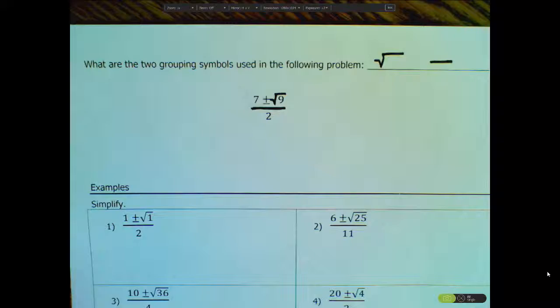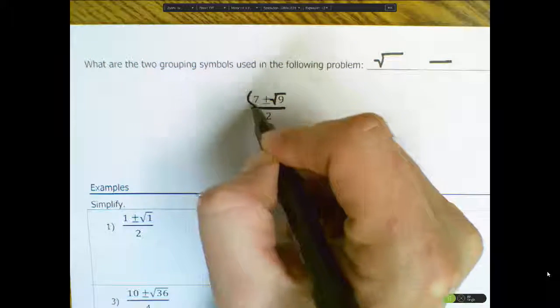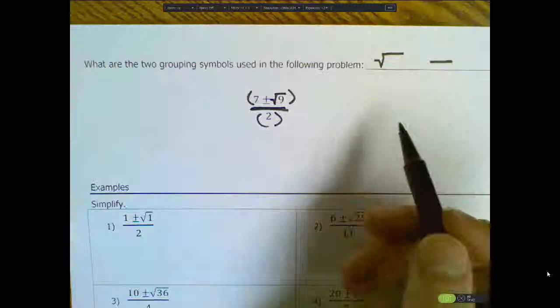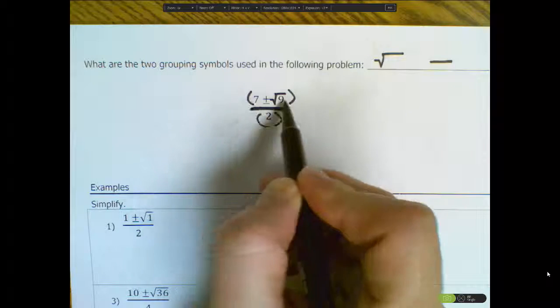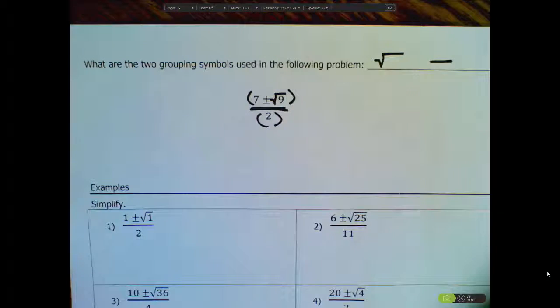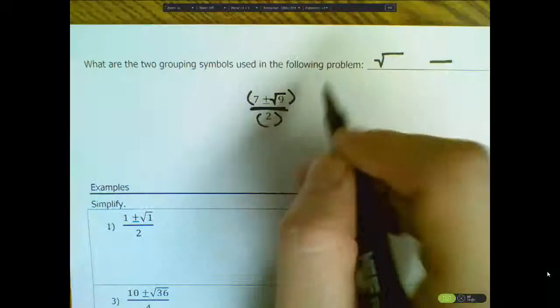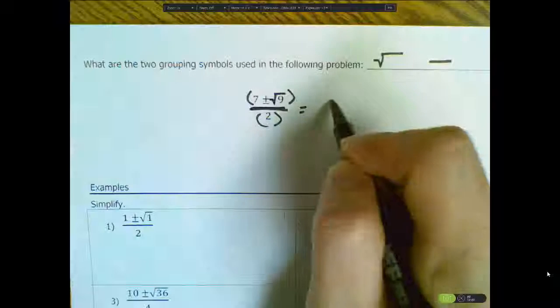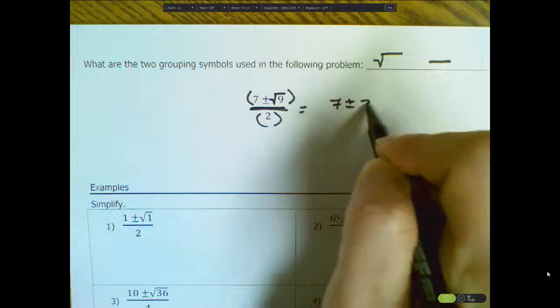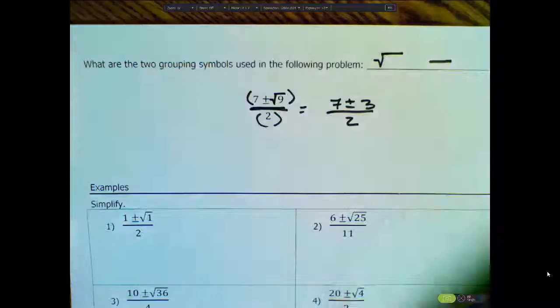So in terms of order of operations, everything on the top is grouped, and then everything on the bottom is grouped. Okay. So when I go to simplify this, within the parentheses here, I'm going to do the grouping symbol first, and then I'm going to add and subtract. Okay. So in this particular problem, I'm going to say that I have 7 plus or minus the square root of 9 is 3, and all of that is divided by 2.